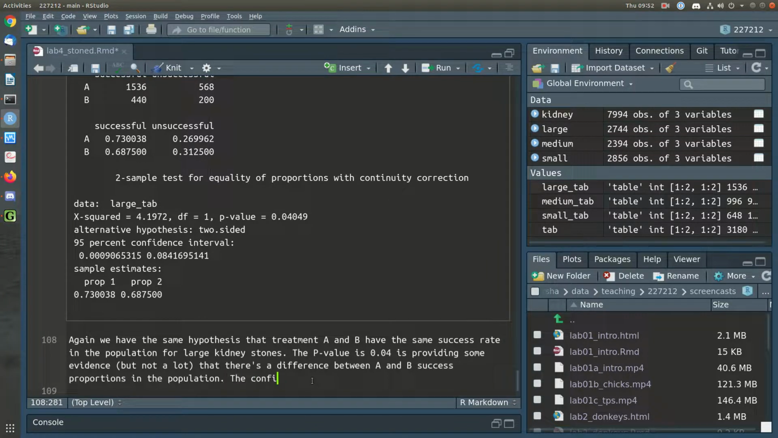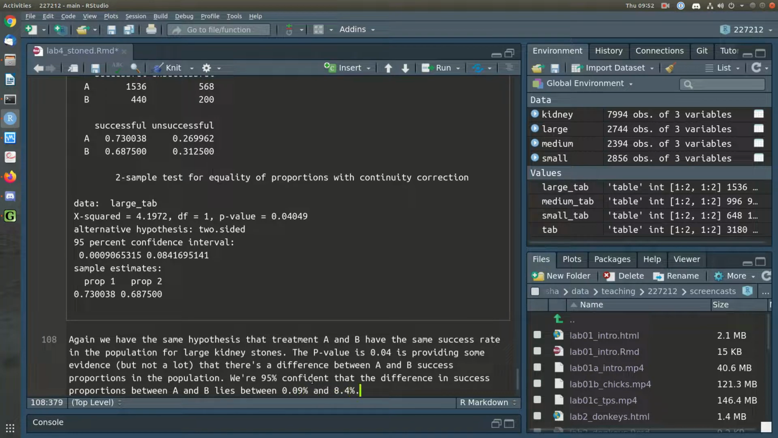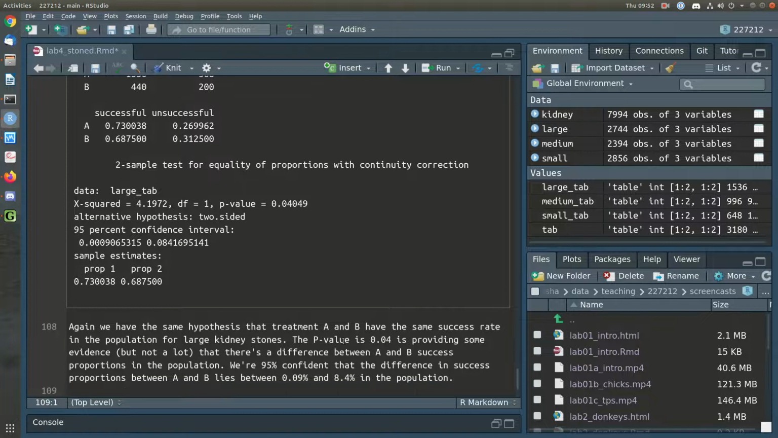The confidence interval: we're 95% confident that the difference in success proportions between A and B lies between 0.09%, so it's quite small, isn't it, and 8.4% in the population. Remember that both of these things, the p-value and the confidence interval, are telling you about the population, right? This makes sense because we know what's happening in our sample. We saw a difference in our sample.